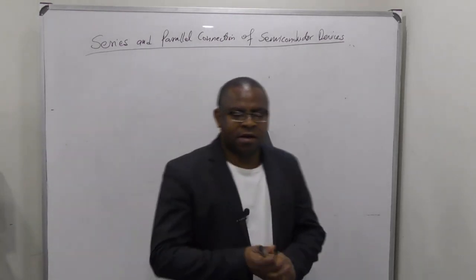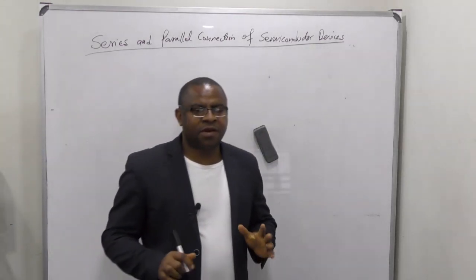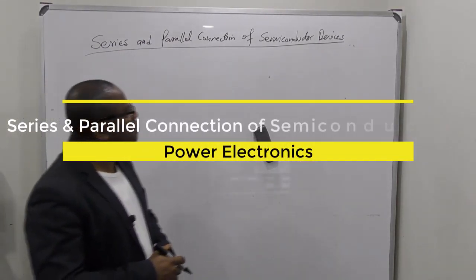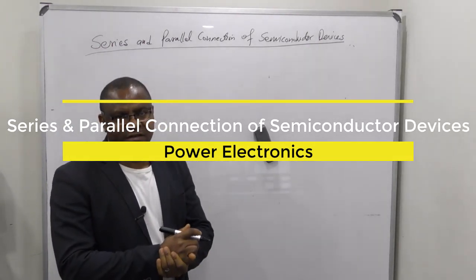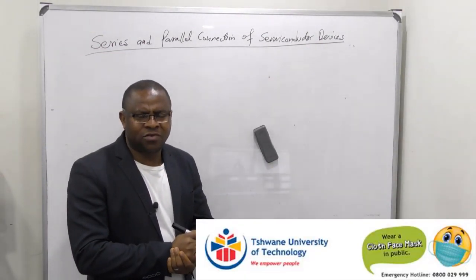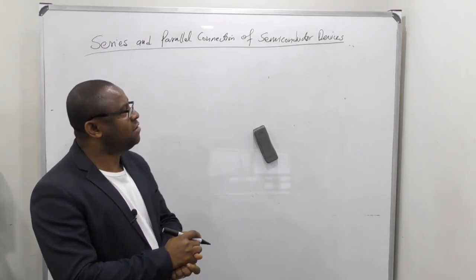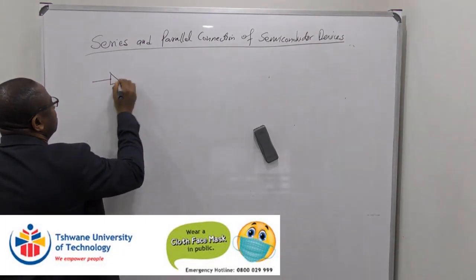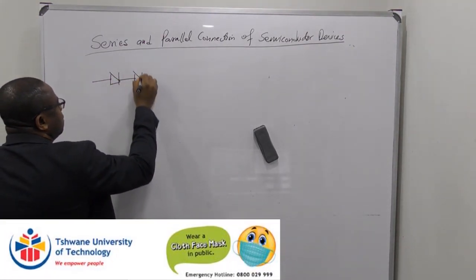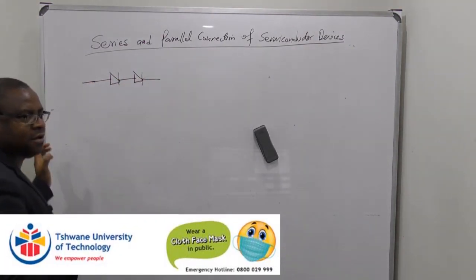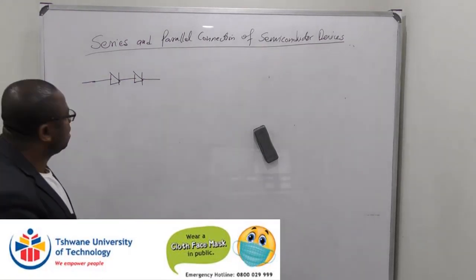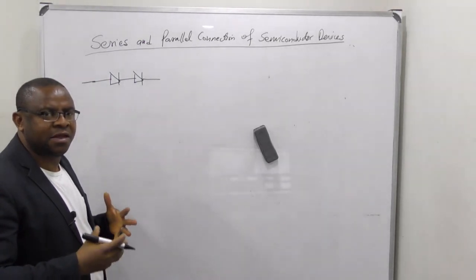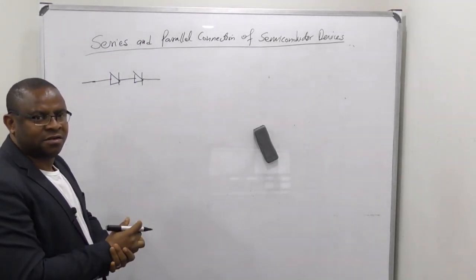Okay, good everyone. Now, let's look at series and parallel connection of semiconductor devices. Now, why do we need to connect these devices in series or in parallel? Now, if I have this in series like that, what do I need to do? What am I doing? I just want to make sure that I increase the peak inverse voltage rating.